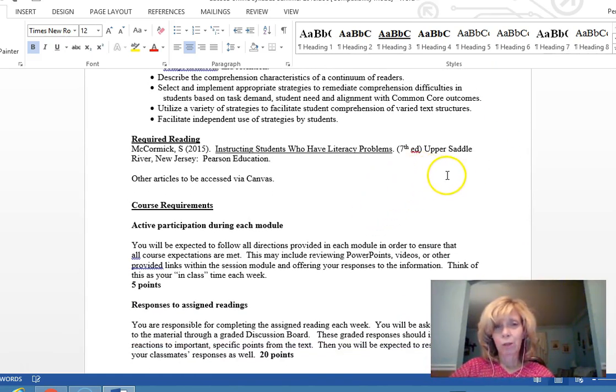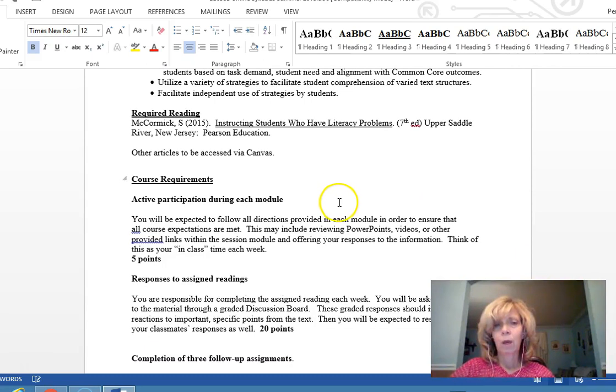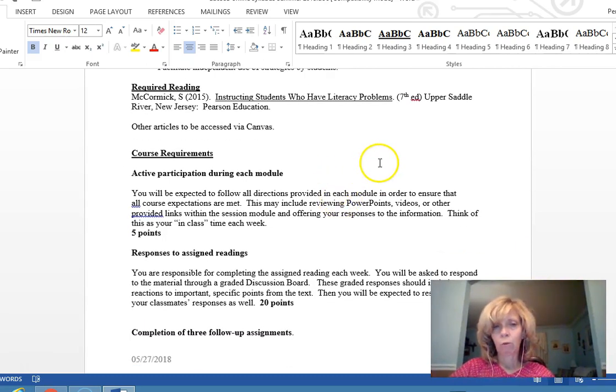Then here's the information on that required text, so that hopefully you'll be able to purchase that with no problems. Occasionally I might be posting some other articles or possibly even videos for you to take a look at on Canvas. But now here's what I did want to really go over with you, and that is the breakdown of your grade and how your work is going to be graded in this course.